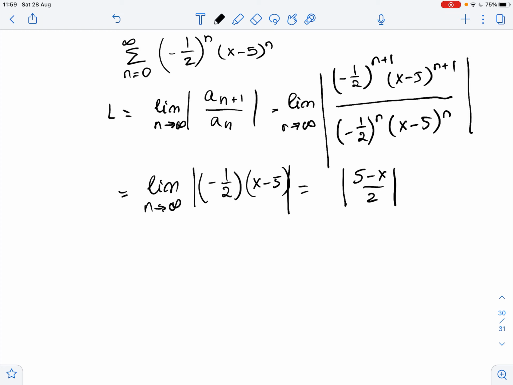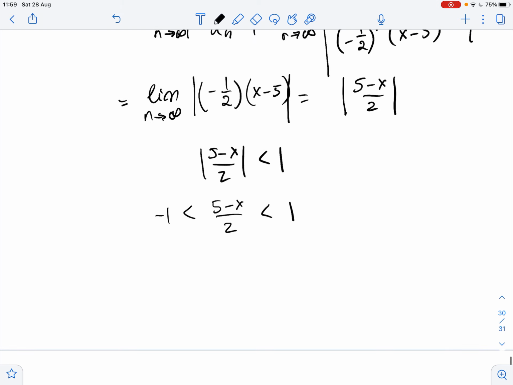We know that the series converges if L is less than 1. So 5 minus x over 2 has to be less than 1. That means that negative 1 is less than 5 minus x over 2, which is less than 1. Then let's multiply all sides by 2. So we get that negative 2 is less than 5 minus x, and 5 minus x is less than 2.